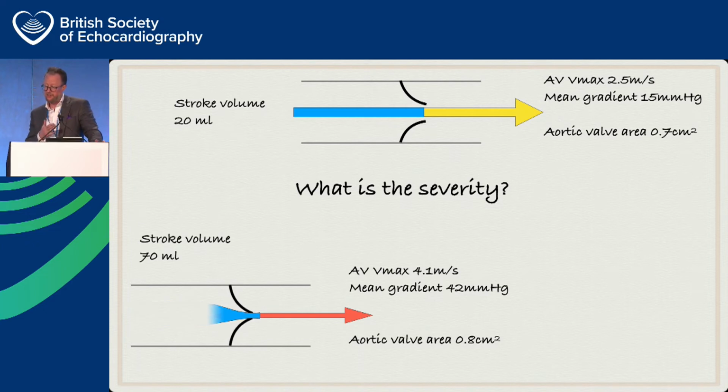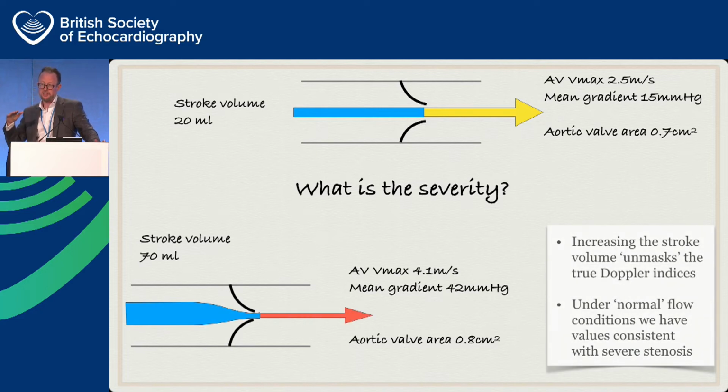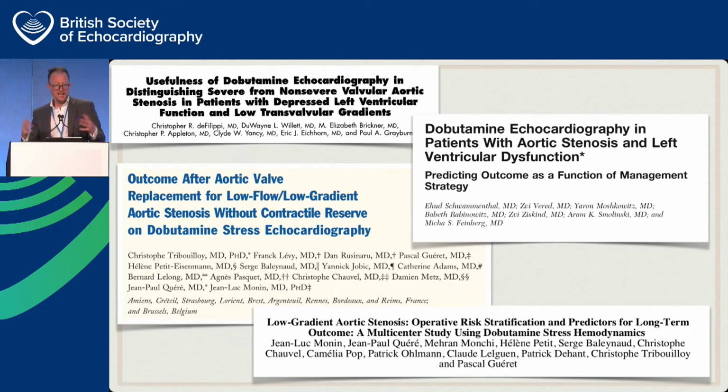Conversely, we may have increased that stroke volume. In actual fact, the valve doesn't open very much more, but what does happen is that the gradients massively go up, the velocity goes up, and the valve area stays about the same. So this person has got severe aortic stenosis. And it just so happens we can do that because we give people dobutamine, and that's exactly what we do. The principle being you make the heart pump a bit more, you push more blood out of the heart, and hopefully you get to the point where it's very easy to work out what's going on with that valve.